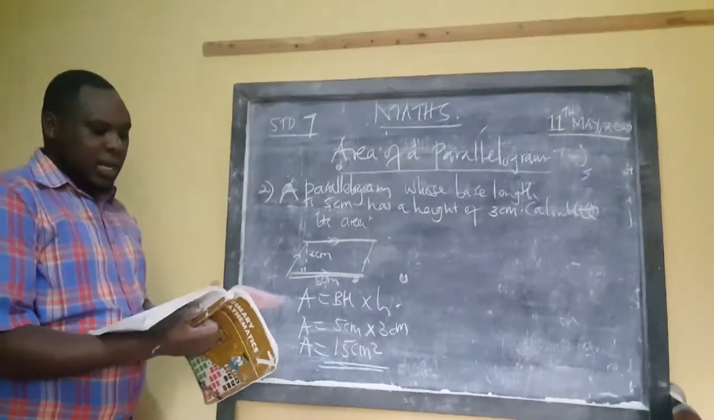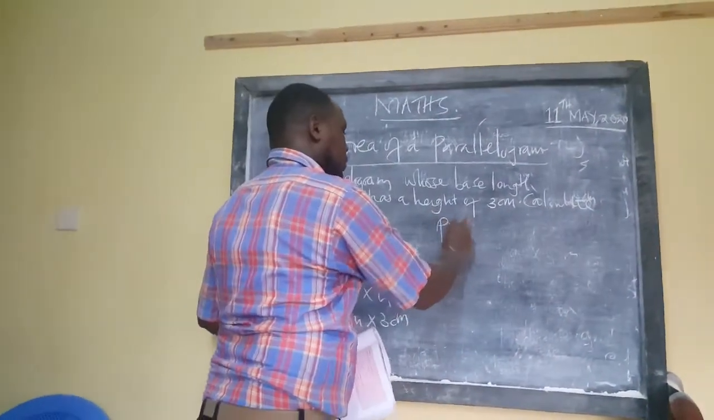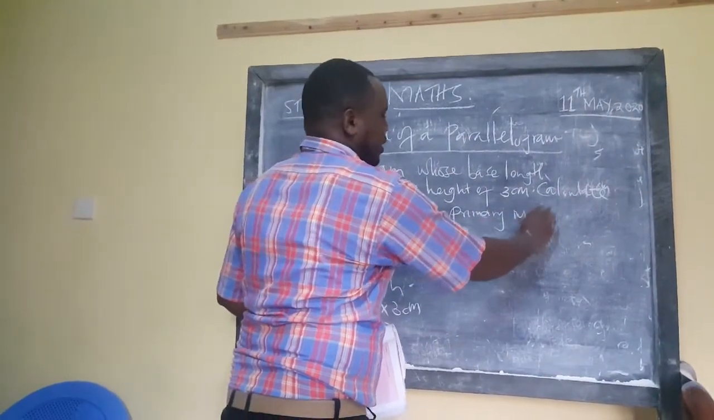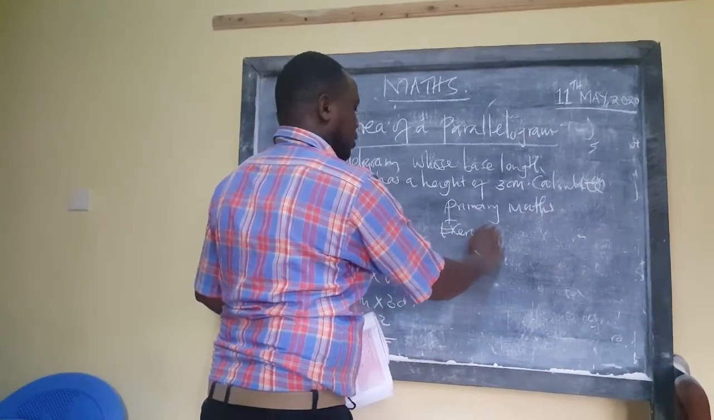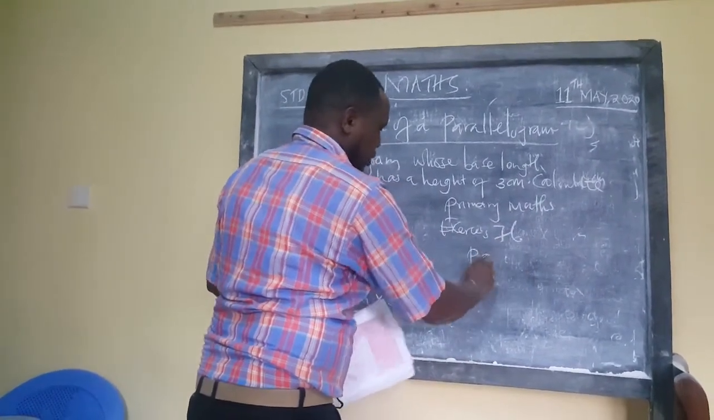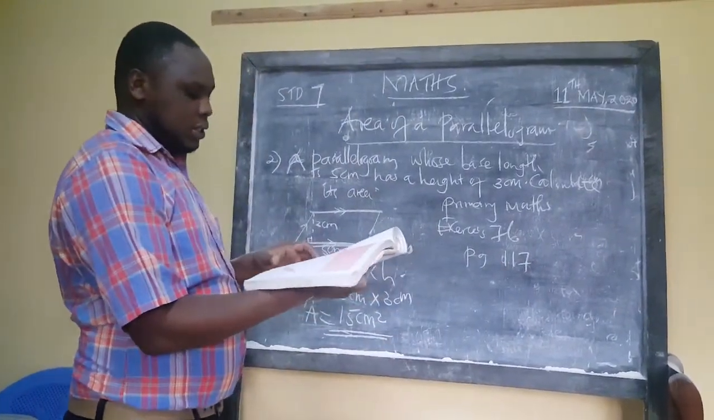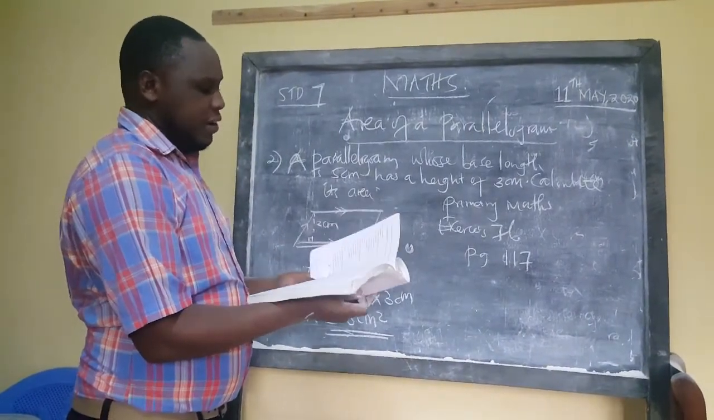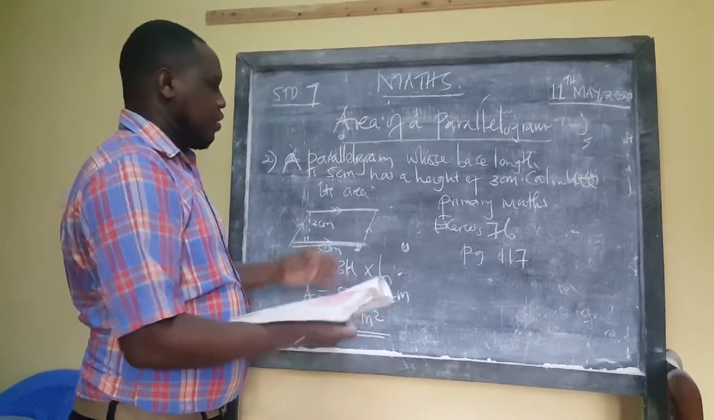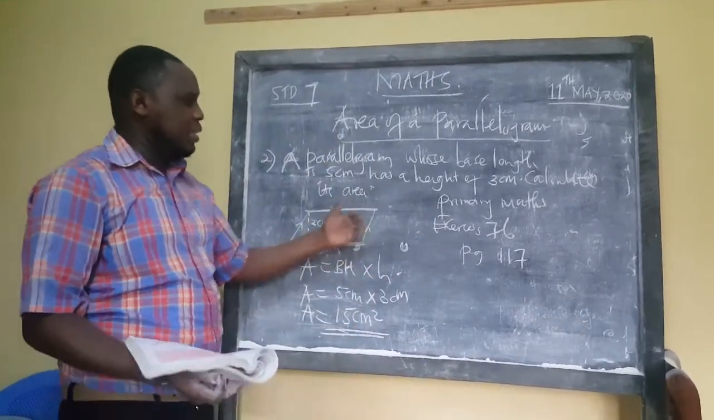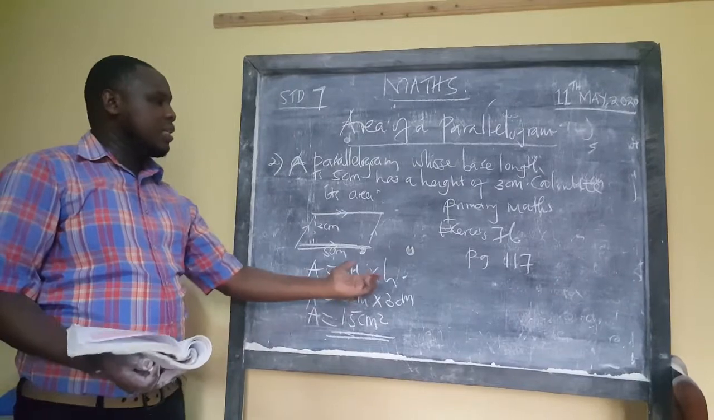So learner, for practice, I would like you to do Exercise 7.6 in Primary Maths on page 117. So you do all the questions except number 2, which I have done. So you do number 1, A up to C, then number 3, 4, and 5. Practice and see whether you can get the questions. But remember always to start with the formula. Area is equal to base length times height.